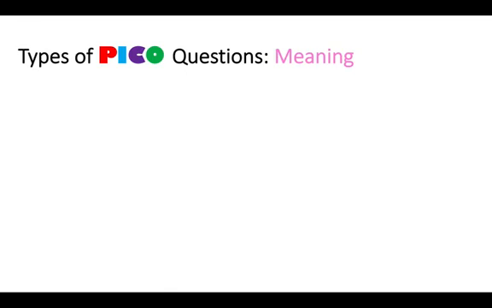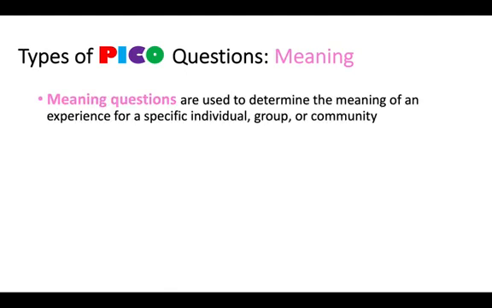And then the last type of question is meaning. And meaning questions are used to determine the meaning of an experience for a specific individual, group, or community. And you'll see for this one, you only have a P, an I, and an O. So: how do blank with blank perceive blank? So no comparison in this one.